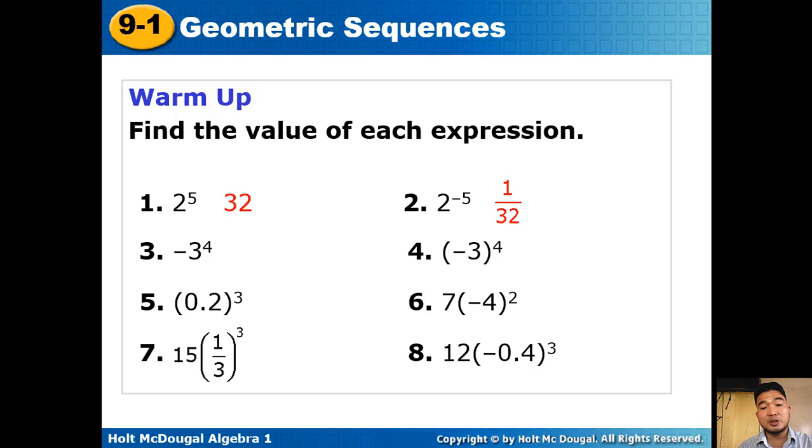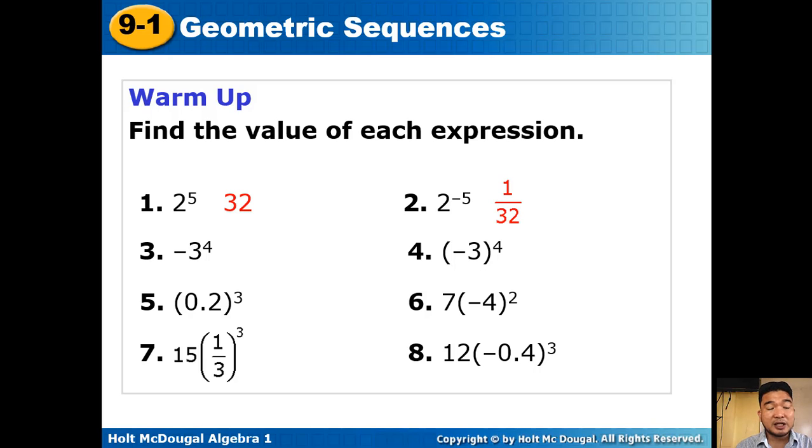Number 2, 2 raised to negative 5 is equivalent to 1 over 32. If the exponent is negative, to make it a positive one, we move it to the denominator. Or if it is in the denominator, to make it a positive exponent, we move it to the numerator. So the answer here is 1 over 32.